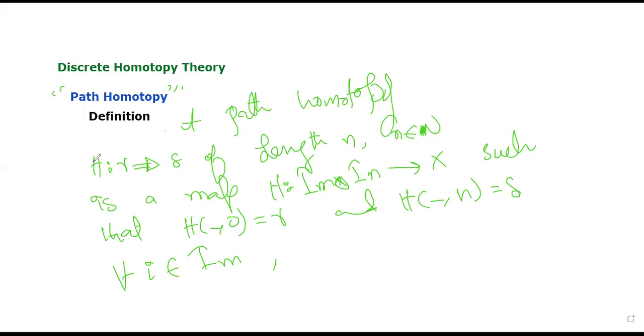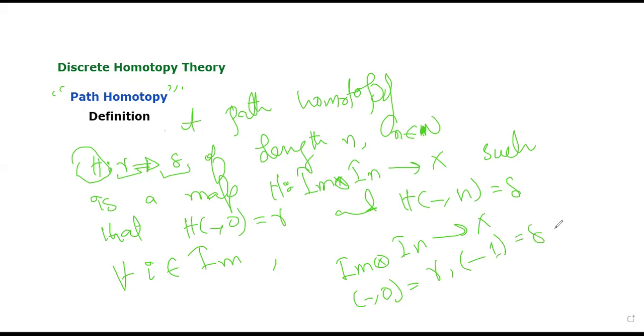This is a graph map from gamma to sigma. And what type of graph map? This is a graph map from Im box product with In to X such that if we substitute H(-, 0), we will get gamma, and if we take H(-, 1), we will get sigma. This is the path from gamma to sigma of finite length. We can say this is a path from gamma to sigma of length n.